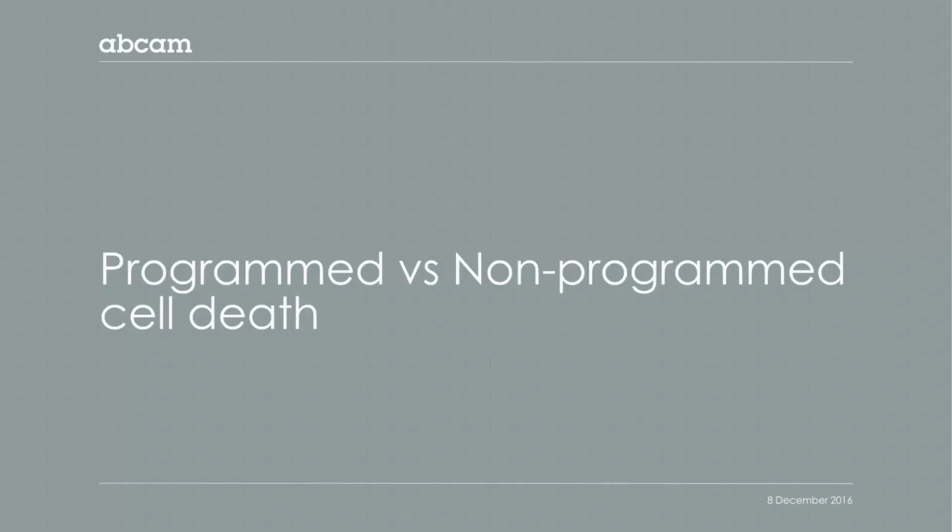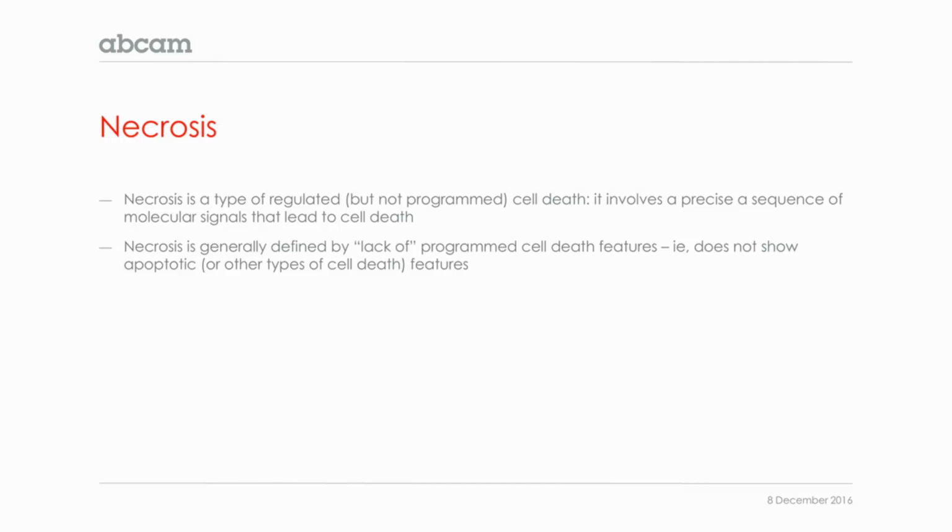So let's look at programmed versus non-programmed. As we just mentioned, necrosis is a regulated but not programmed cell death mechanism. Necrosis is generally defined by a lack of programmed cell death features. This means that if dying cells do not show apoptotic or any of the other types of cell death features, then they are considered necrotic.